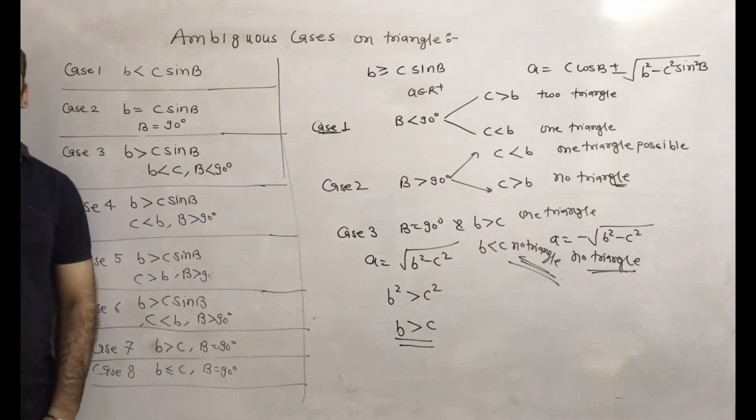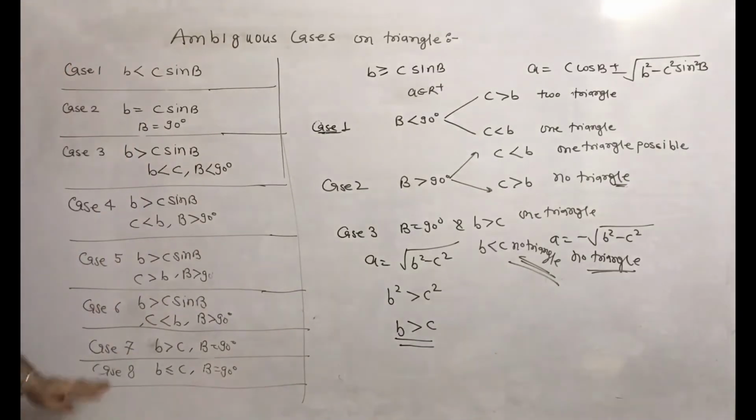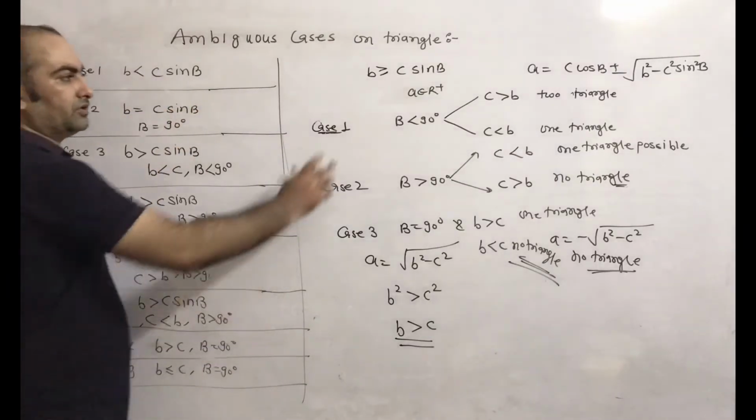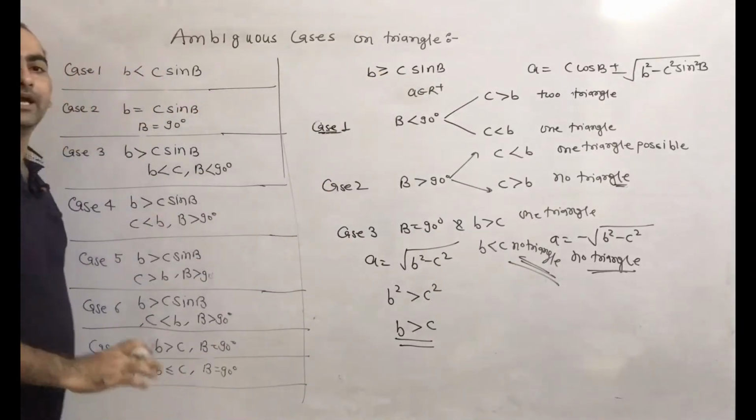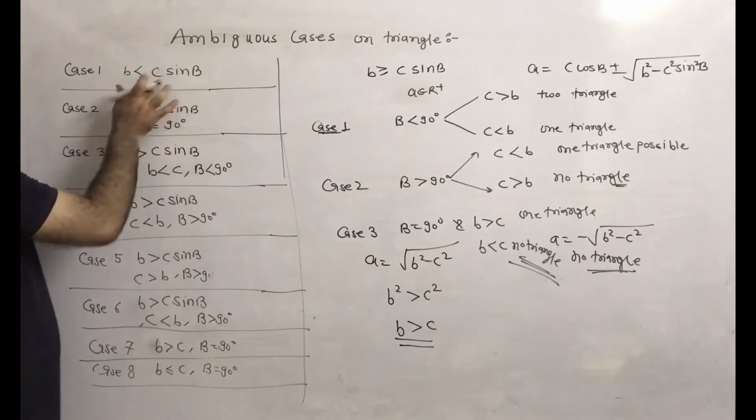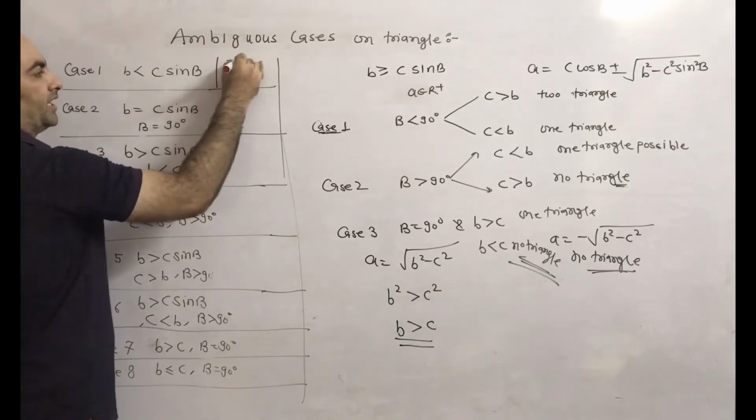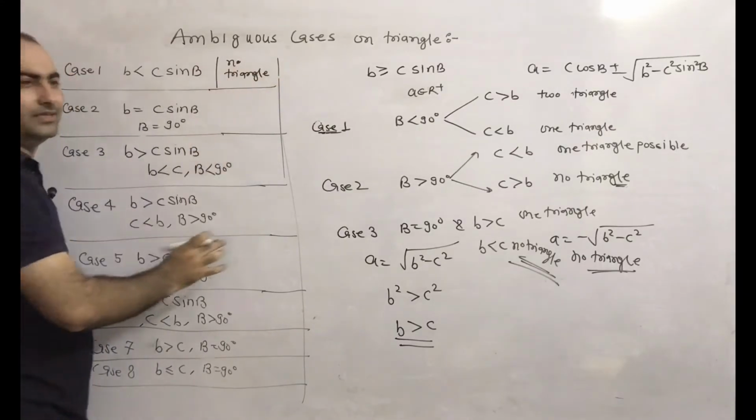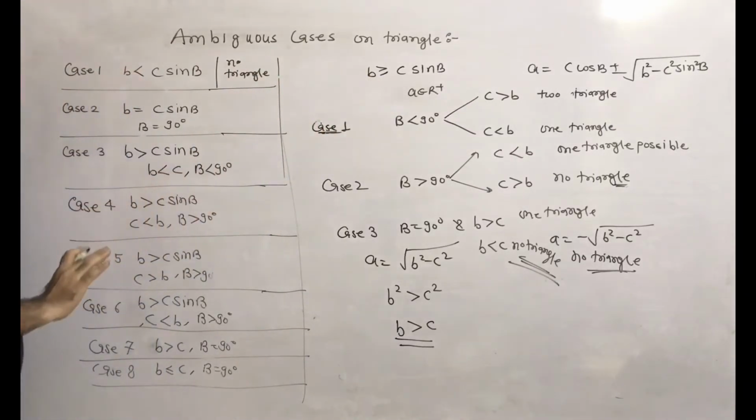Okay, next we are discussing these 8 cases. So first is what? b is less than c sin B. Okay, so this will not satisfy this condition. That means a is not possible, that means roots are imaginary. So what will come? No triangle. In this case this condition will not satisfy, that means there is no triangle.